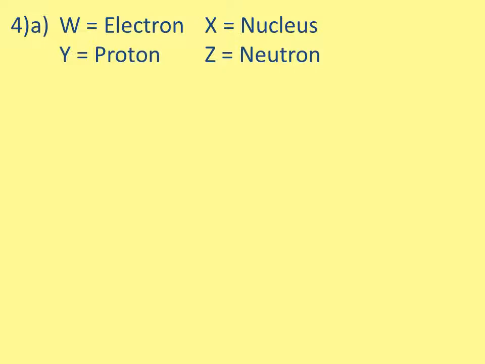Z is a neutron, and that's because you can see that there are 5 neutrons on the left-hand diagram and only 4 on the right-hand diagram, which means the number of neutrons has changed, which means this is an isotope.